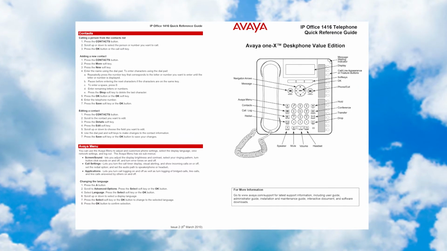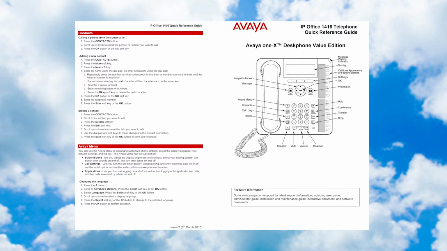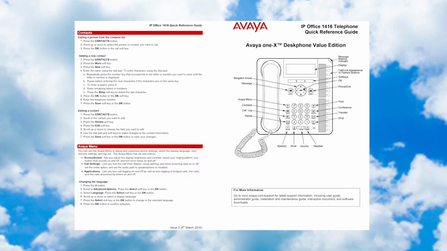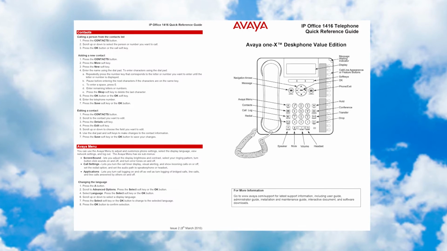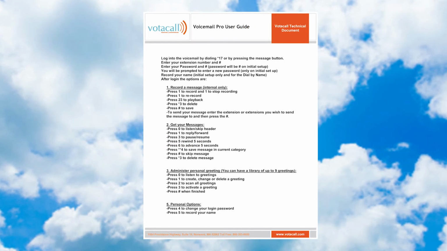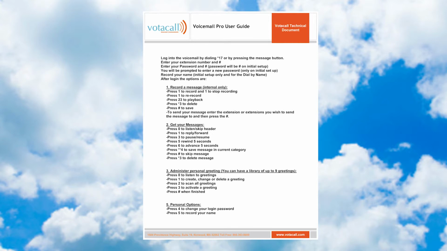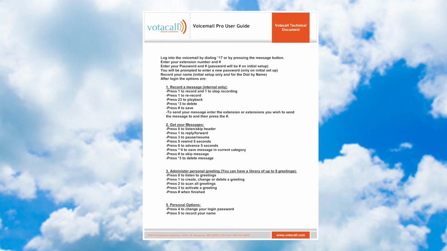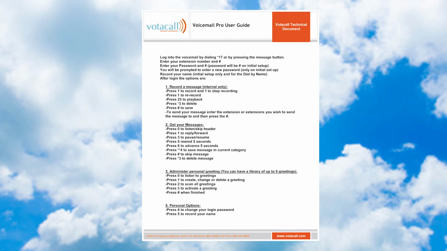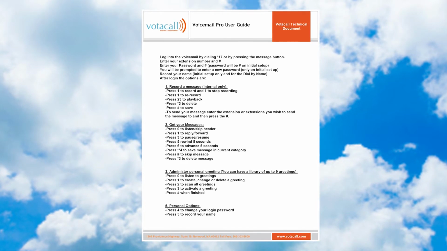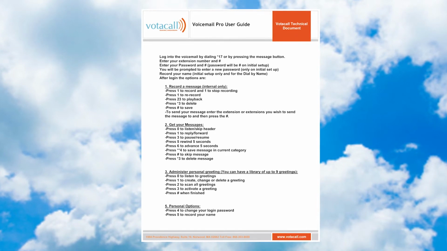This covers all the basics for answering and moving a call around the office. These are also the things that, if not practiced, can have an effect on customer and client experience when they're calling you. But first, let's get our voicemail set up. The steps for doing this are highlighted on the Votacall voicemail guide. The first time you log in, we ask that you use *17 instead of your messages button. This will set up your mailbox.